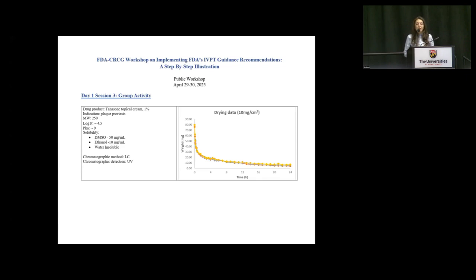It's a topical cream indicated for plaque psoriasis. We provided some preliminary information about physical chemical properties of this drug, solubility, chromatographic method, and also provided a drying rate data to show that it undergoes metamorphosis and dries.